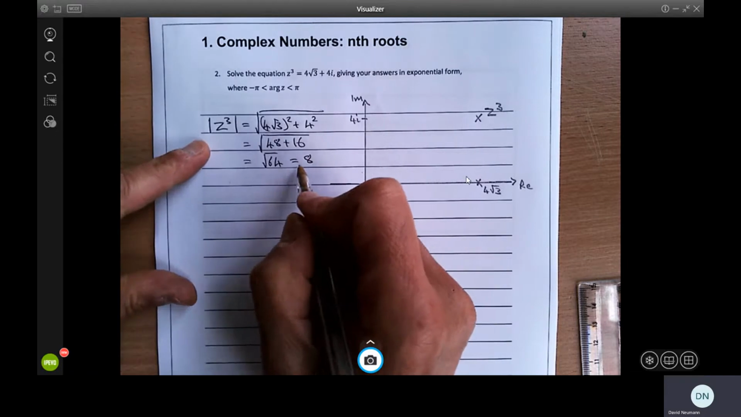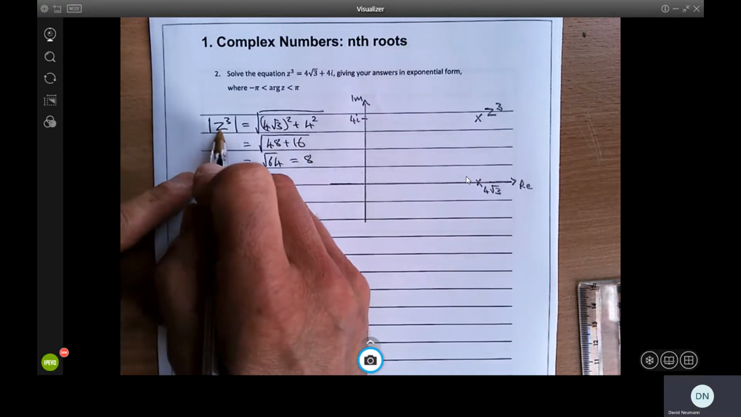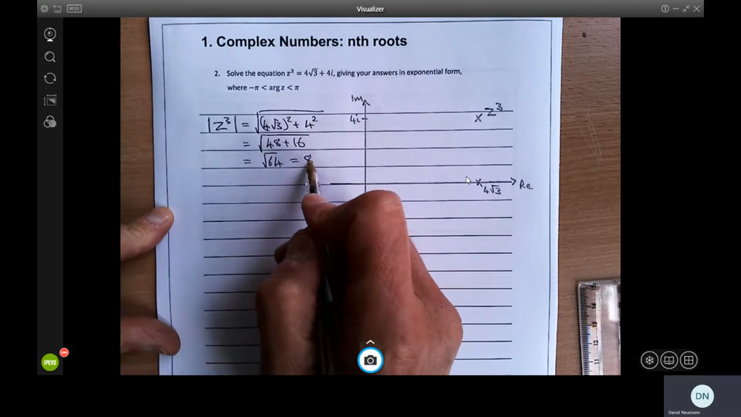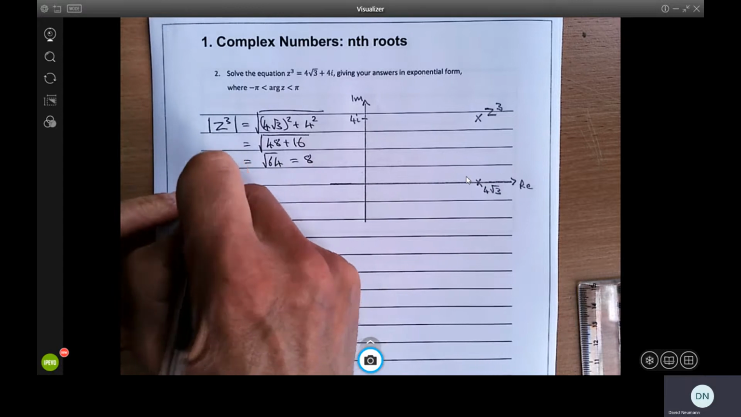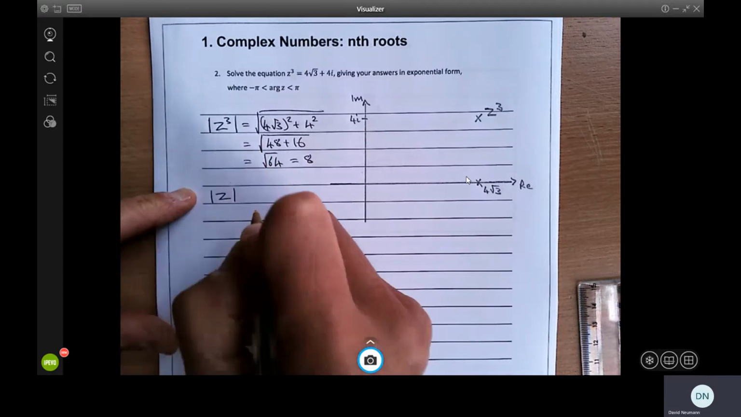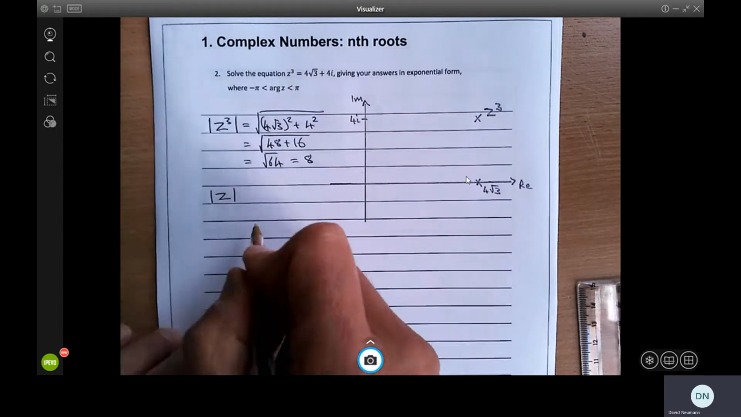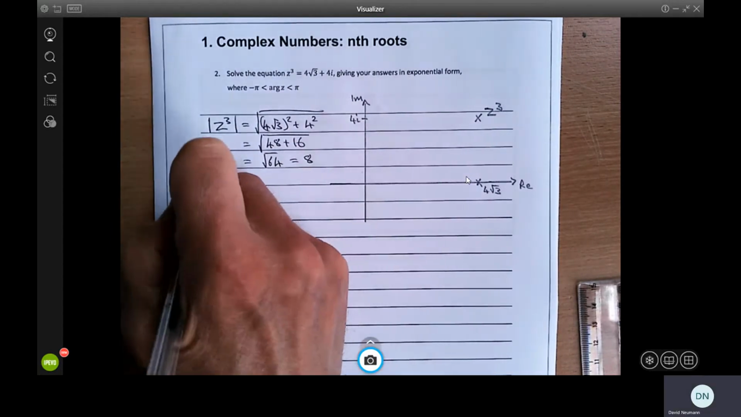Now, if the modulus of z cubed is 8, then the modulus of z must be the cube root of 8, which is 2. So modulus of z, and this is true of any of the 3 roots of this equation, is going to be 2.